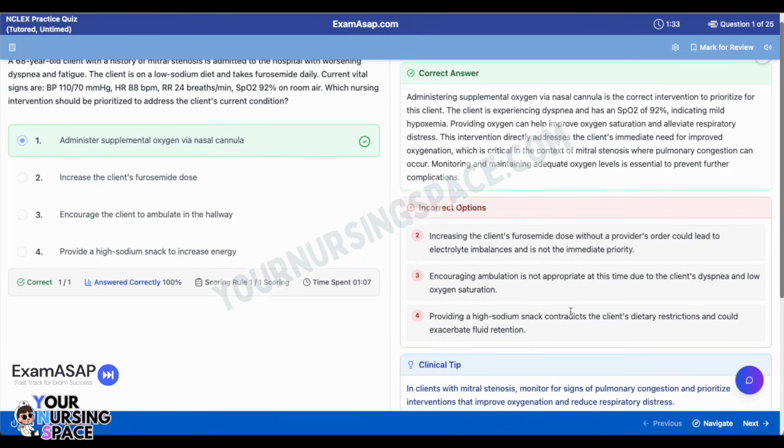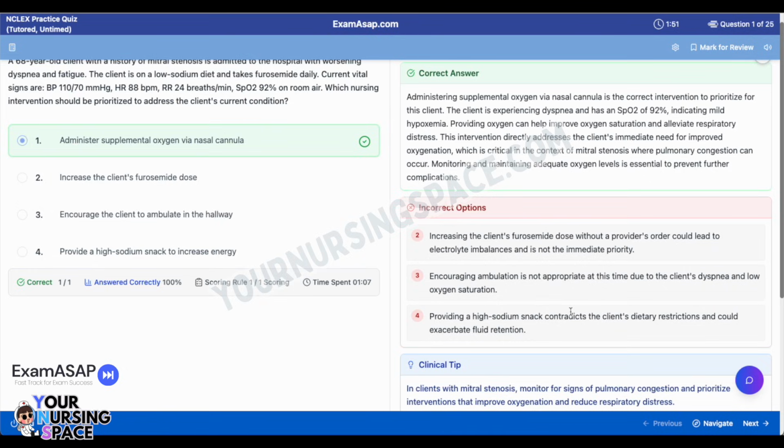This intervention directly addresses the client's immediate need for improved oxygenation, which is critical in the context of mitral stenosis, where pulmonary congestion can occur. Monitoring and maintaining adequate oxygen levels is essential to prevent further complications.